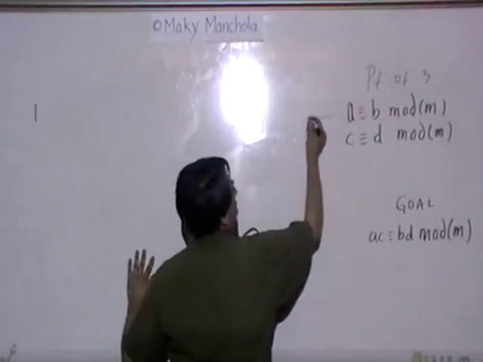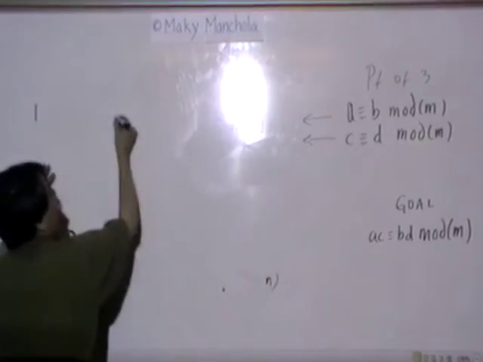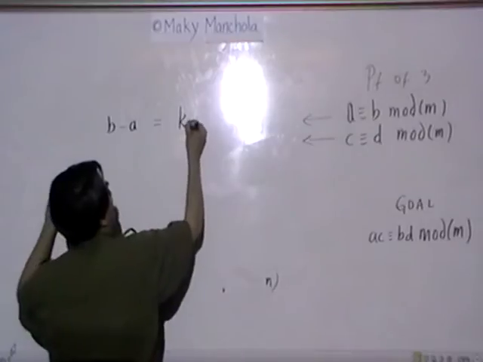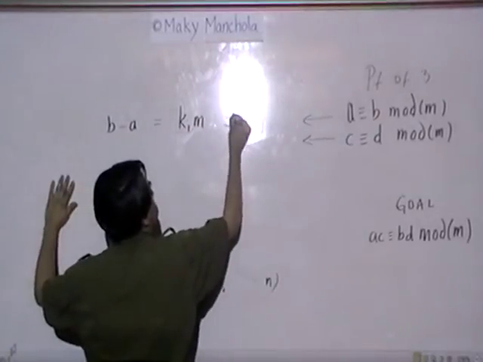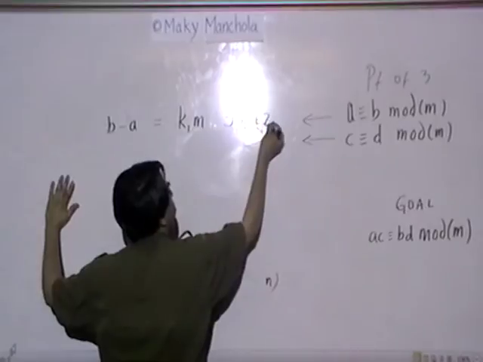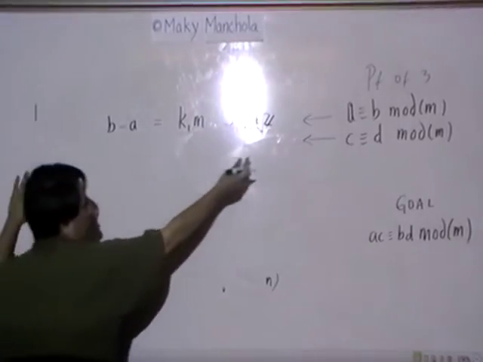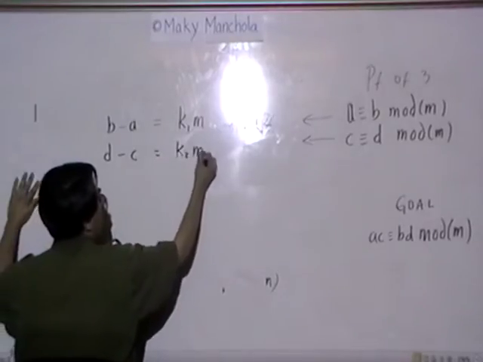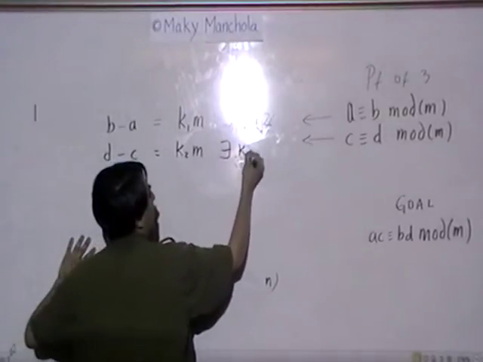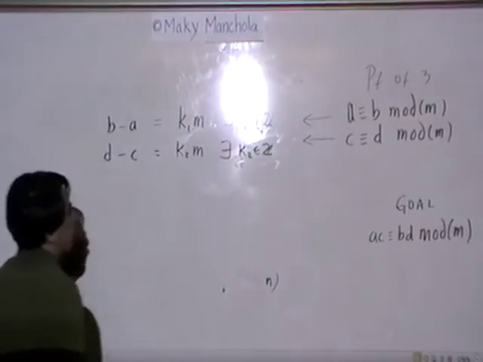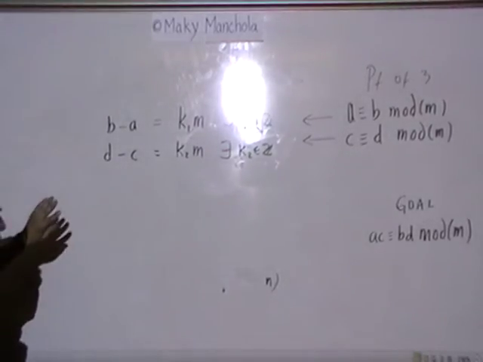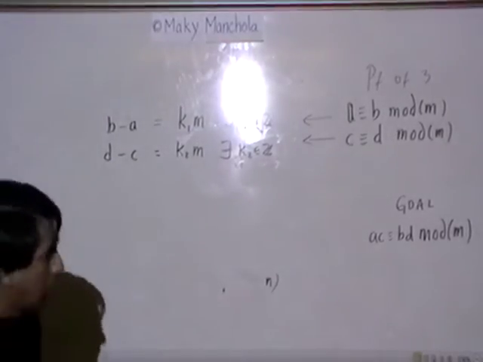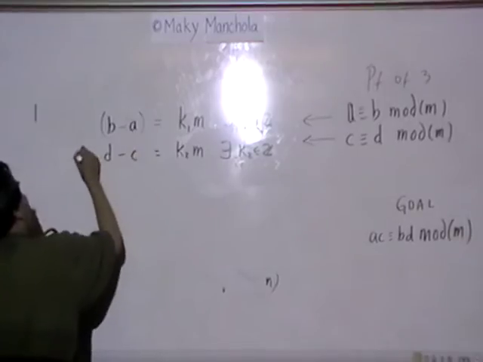Let's start by writing down what each of these two mean. So we have b minus a is equal to k1m for some integer k1. From the second one, d minus c equals k2m for some integer k2. Let's do the following. Let's multiply both of these equations.